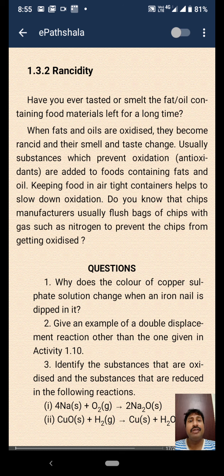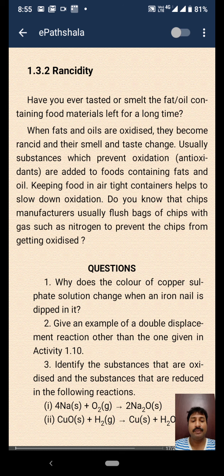The oily food which is kept out for a long time, the oil will react with atmospheric air, or it will react with oxygen, and the oil will be oxidized so that it will get stinky.